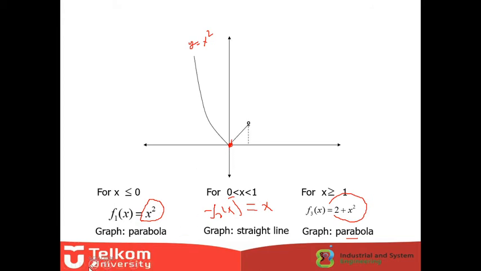Okay, so the picture should be like this. Y in here is not a filled circle, but in here is an empty circle. Why? Because as I mentioned before, there is no equal in here. So there is no equal, so it means that in here should be an empty circle.